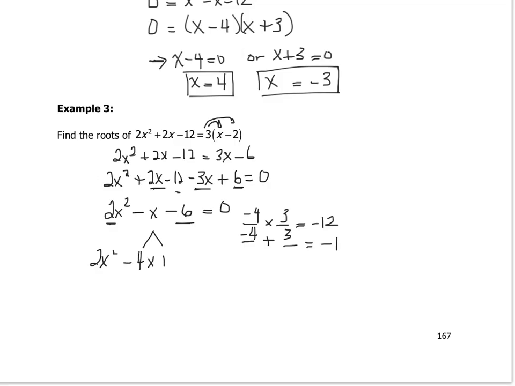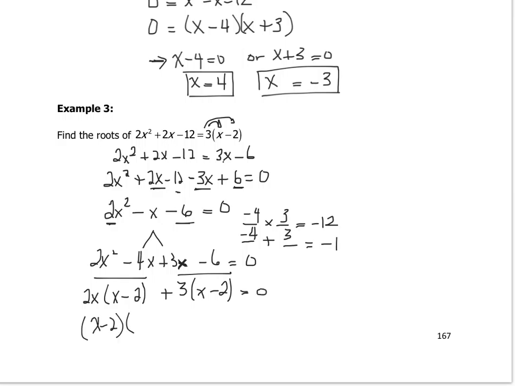So minus 4x plus 3x, using those two numbers that we came up with, and then minus 6 equals 0, and then we group the first two, group the last two. We've got 2x outside of x minus 2 plus 3 outside of x minus 2 equals 0, and then you factor out the x minus 2, and what's left is 2x plus 3.